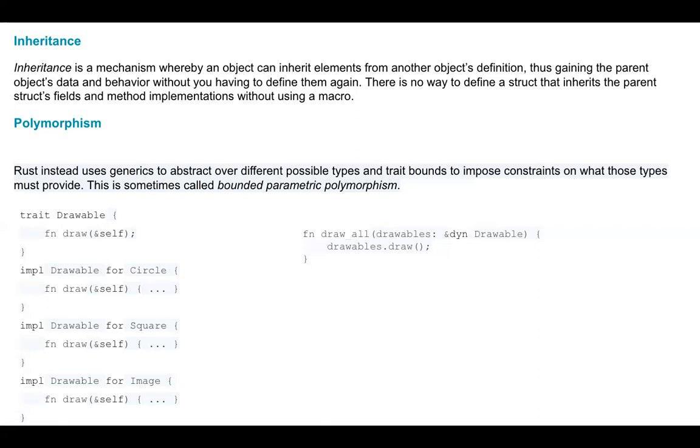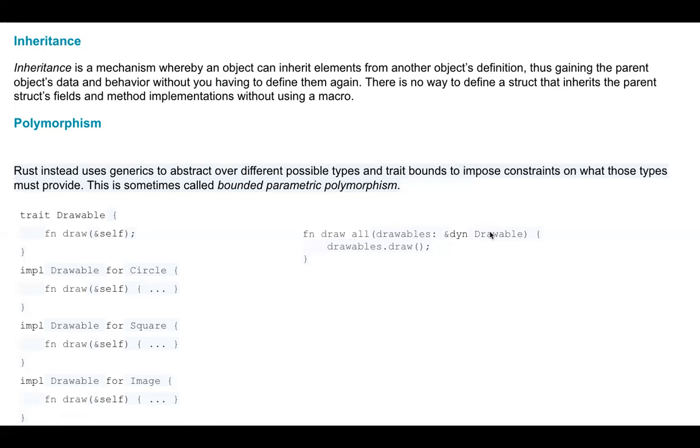For example, here there is a trait. A trait is just like an interface which defines one function, draw, and there are different implementations: for circle, for square, and for image. These are the runtime implementations, and each has its own way. How would you draw a circle? How would you draw a square? How would you draw an image? So with polymorphism, you have a drawable, different things that are drawable. This is how polymorphism is implemented in Rust.